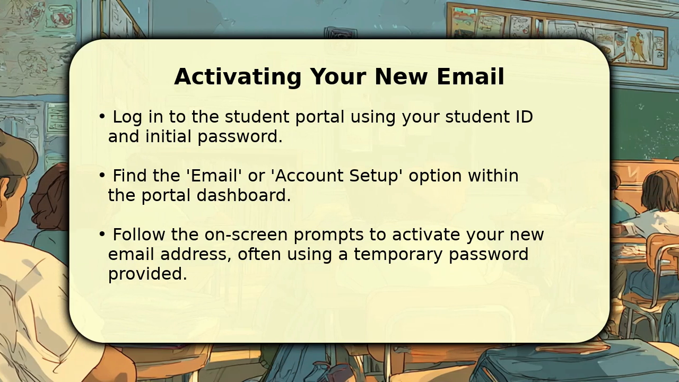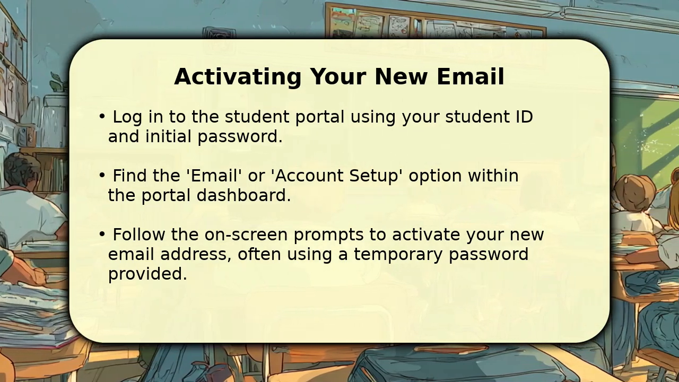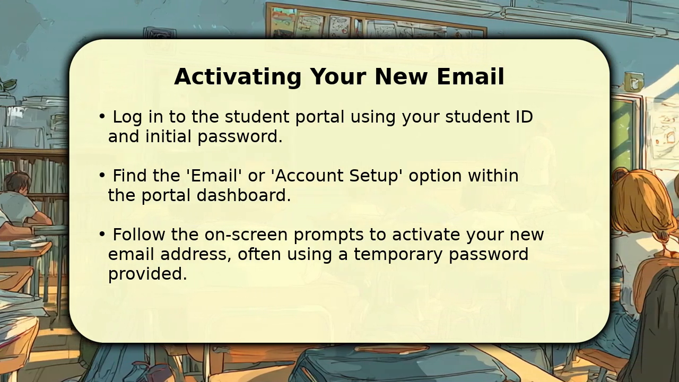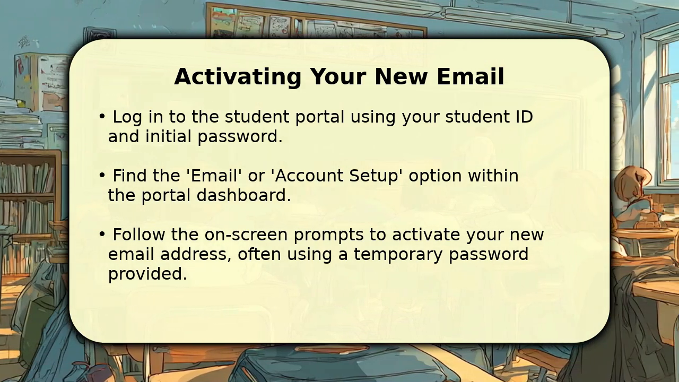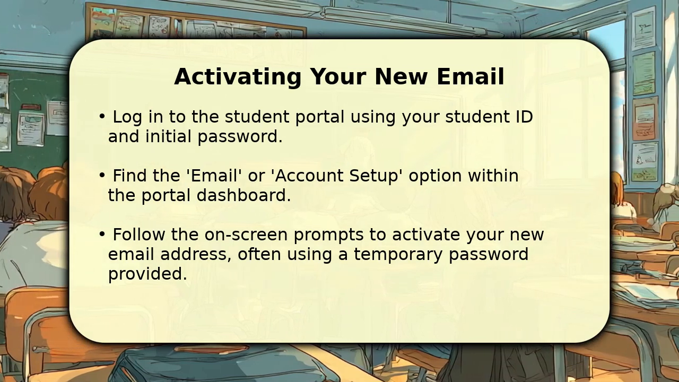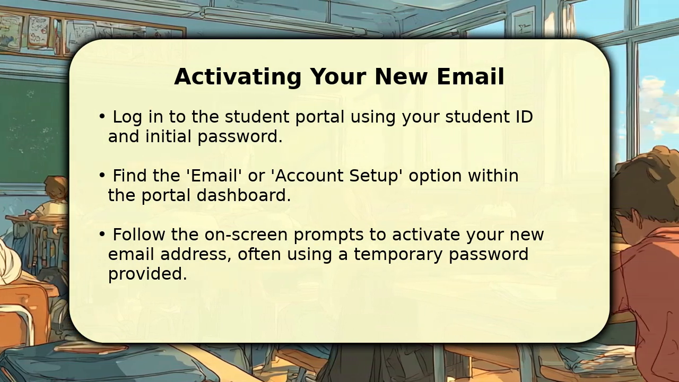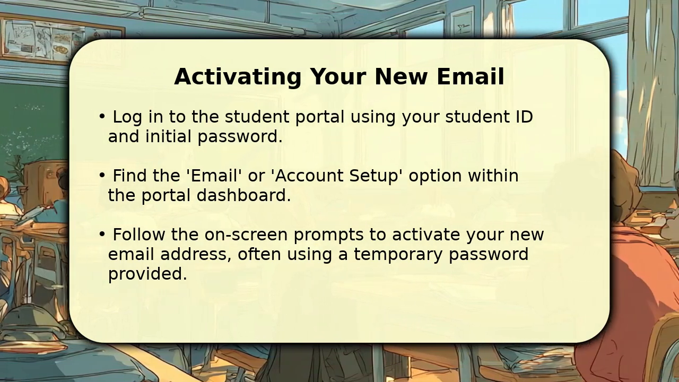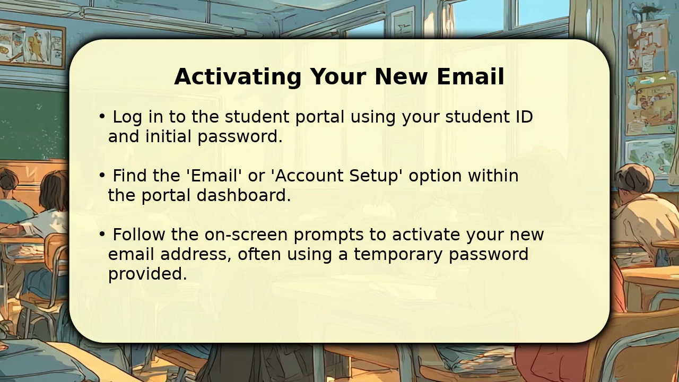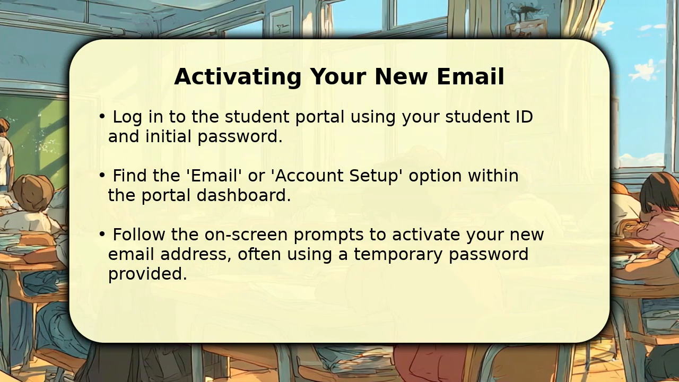After successfully logging into your student portal, navigate to the section dedicated to email or account setup. You will typically be prompted to enter your student identification number again, along with a temporary password provided in your admission materials. Follow the clear, step-by-step instructions presented on the screen to finalize the activation of your official college email. This process usually takes only a few minutes to complete.